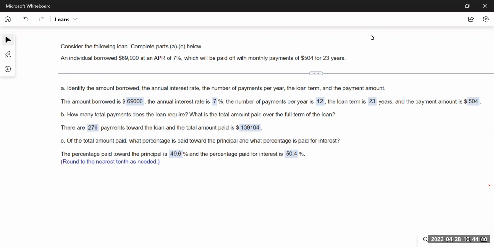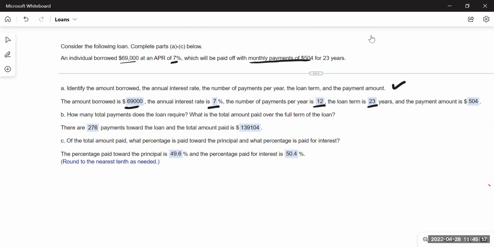So the first part really is a very simple task, right? This is how much the individual borrowed, $69,000. Now the APR is the interest rate. The number of payments, because it will be paid with monthly payments, means that in a year there will be 12 payments. And then the term of the loan is 23 years. So that simplifies the first part, pretty simple.